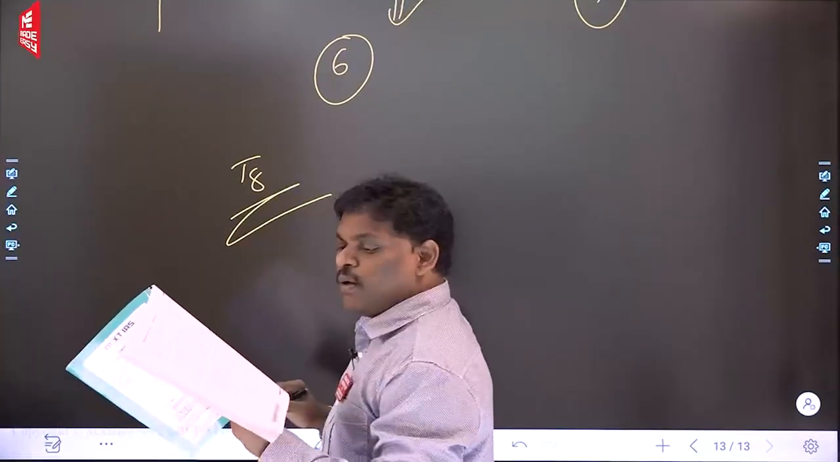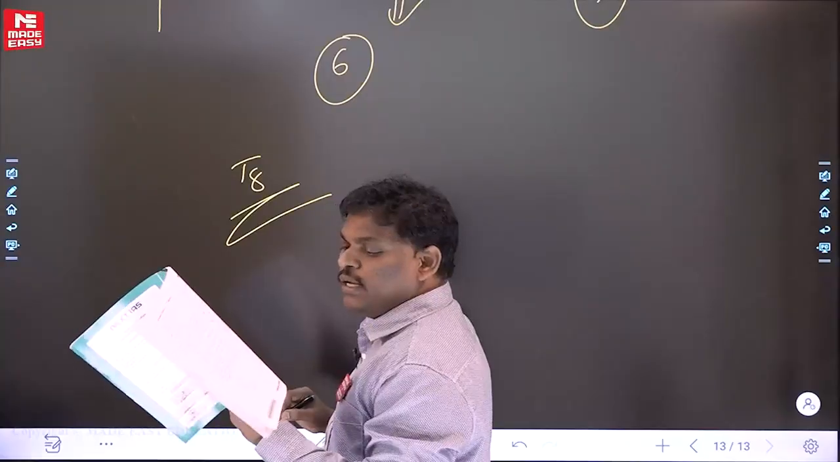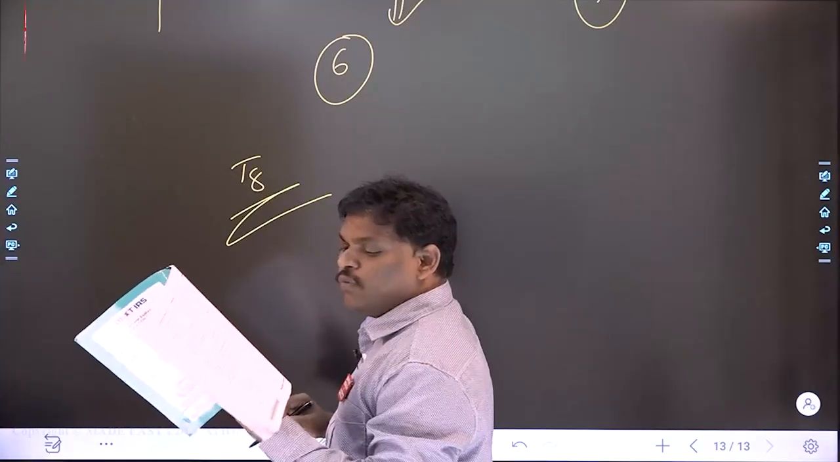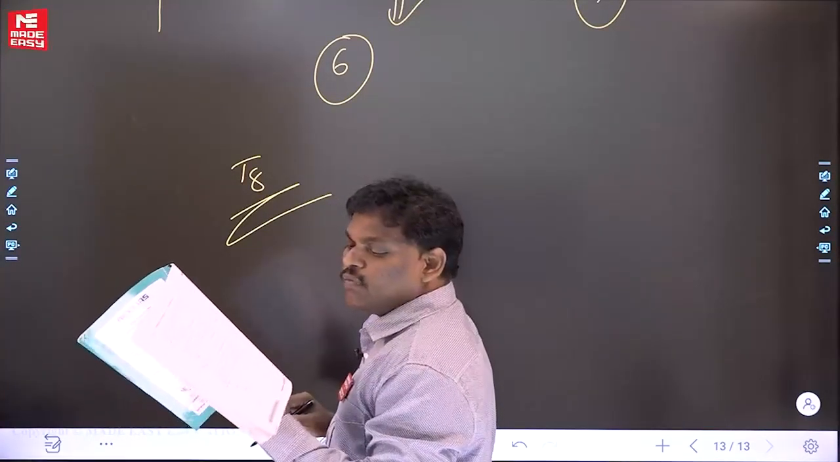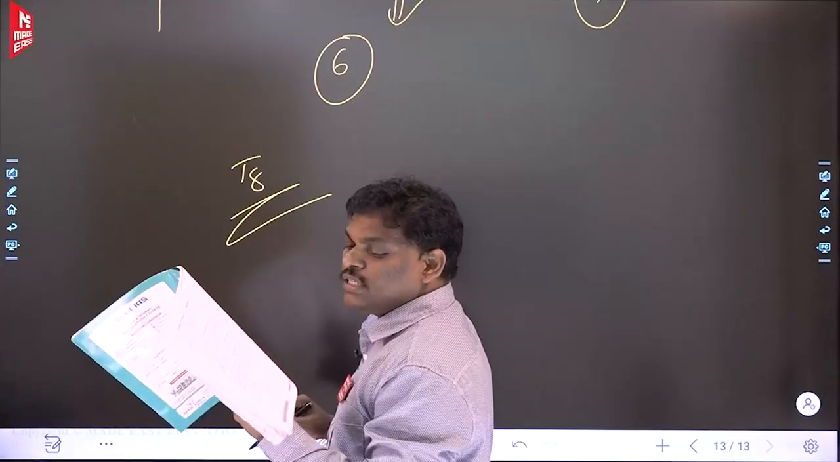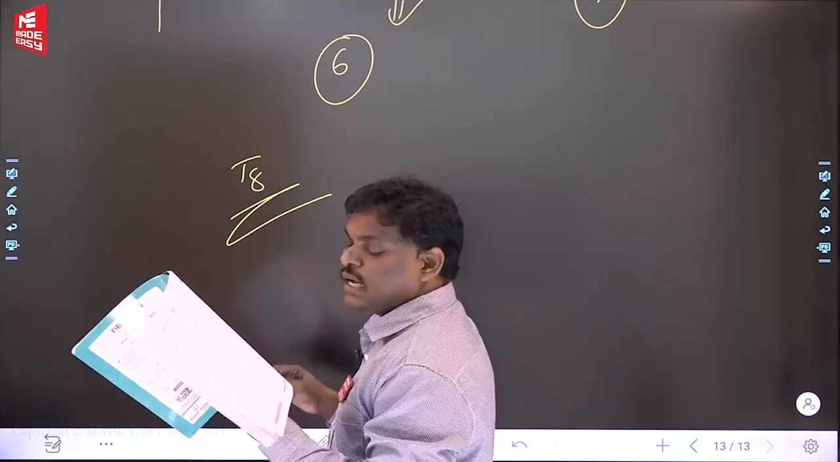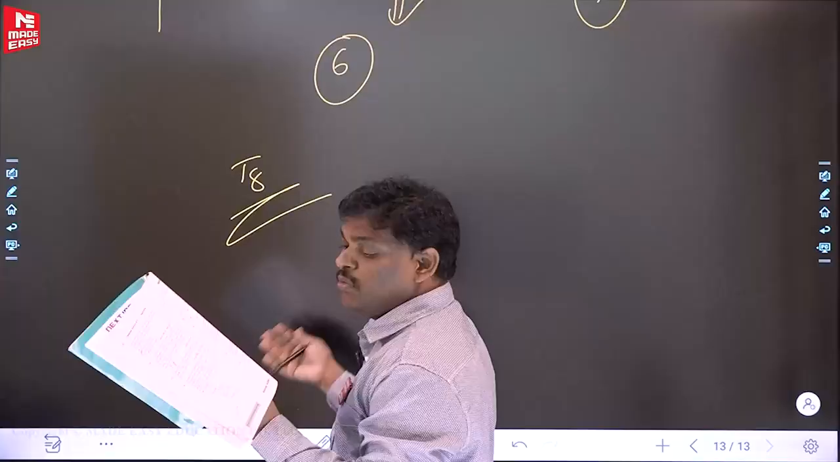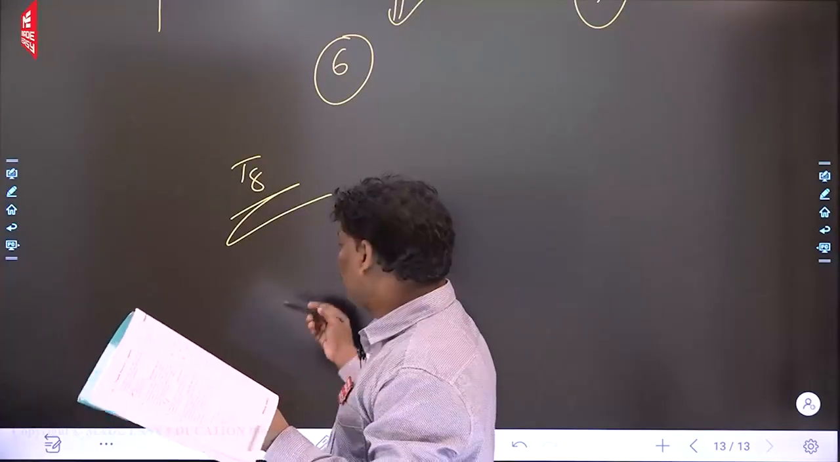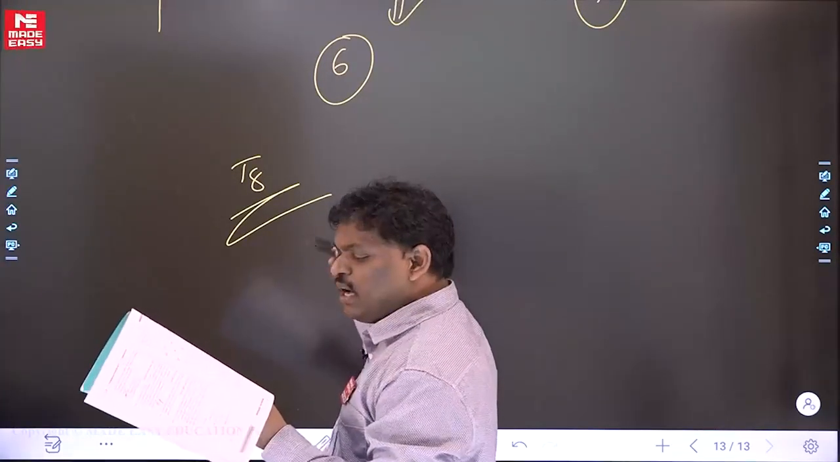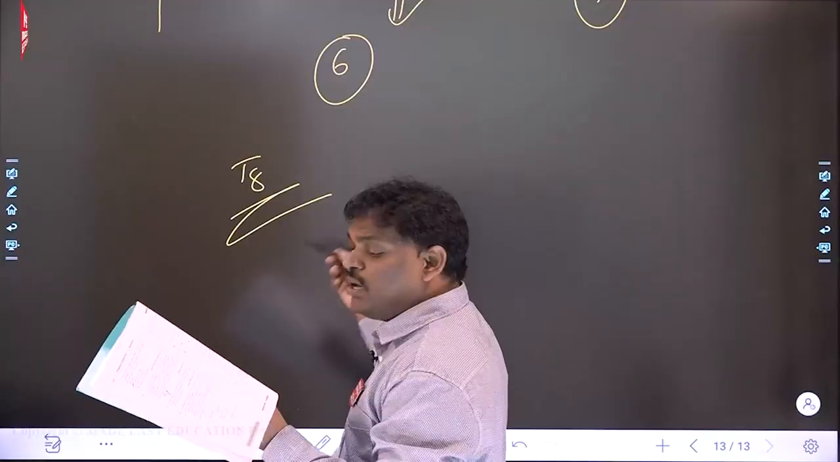T8. Complexity of Kruskal algorithm for finding the minimum cost spanning tree of an undirected graph containing n vertices and m edges, if the edges are already sorted. If edge weights are already sorted, Kruskal algorithm says take the minimum. Then what is the answer? Because you are taking all the edges. Worst case, what will happen? All edges you have to take.